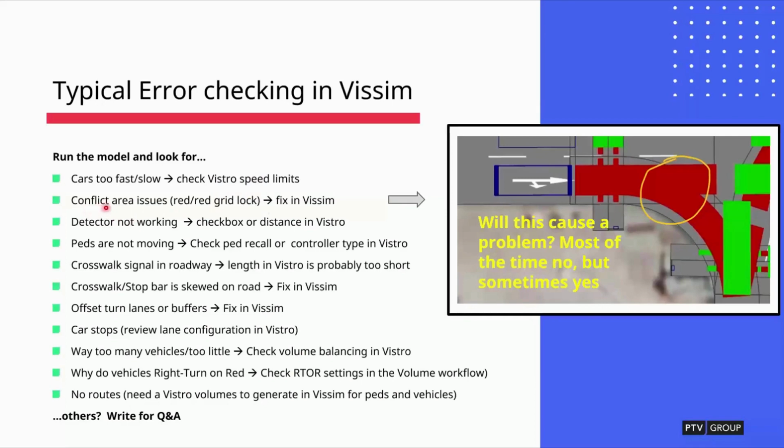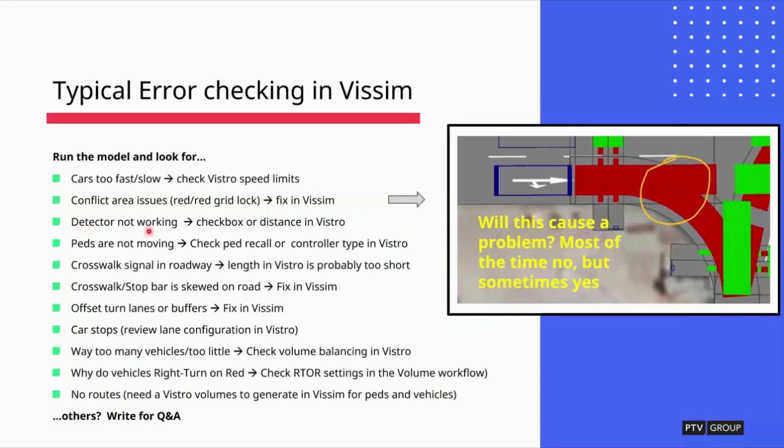Some other things, conflict areas where you have this red, kind of like what I'm showing right here. Sometimes in very congested areas, this can cause some artificial grid locking because maybe this right movement is blocked and it spills a little bit into the intersection. And then when it happens, everybody stops because this is red. That may or may not be the case, but it might be something to check if that's a problem for you.